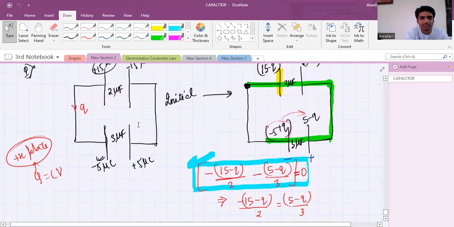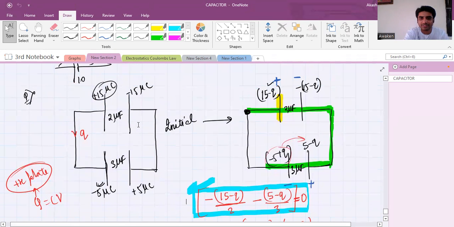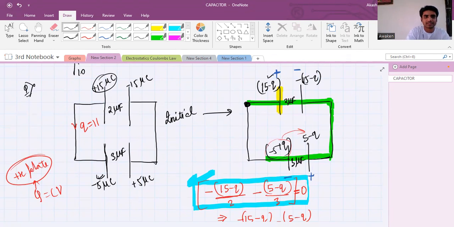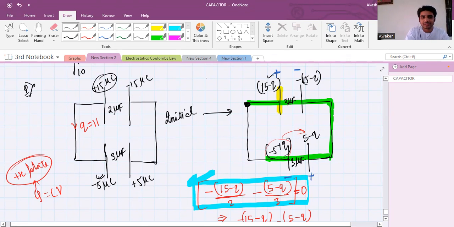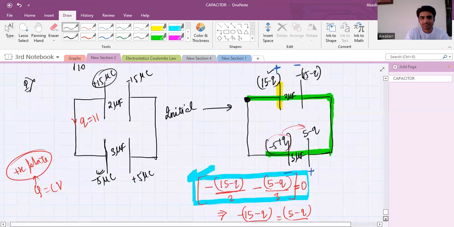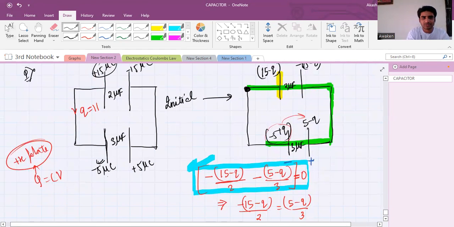You all got 11 coulomb. If you get 11 coulomb Q, then tell the final charges. Final charge will be 15 minus 11, that is equal to 4. Yes or no? And 11 coulomb is reaching down. So final charge is 4 here, minus 4 here.